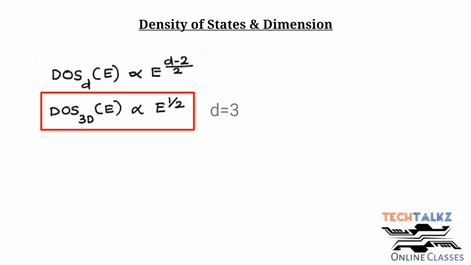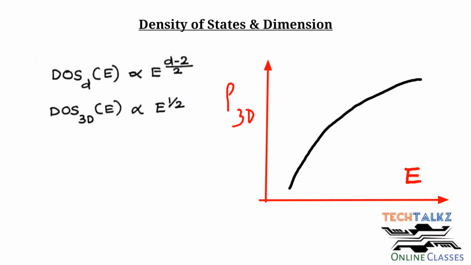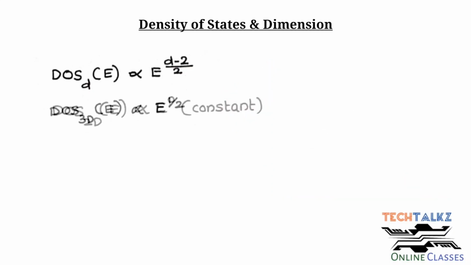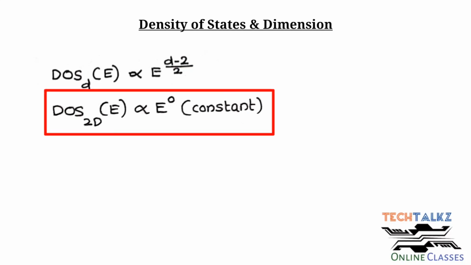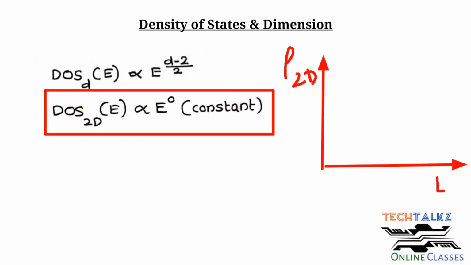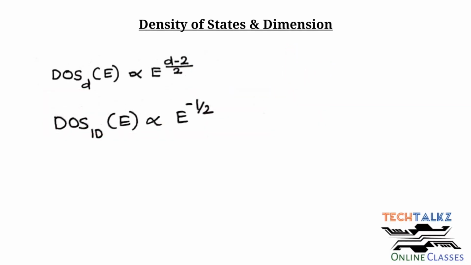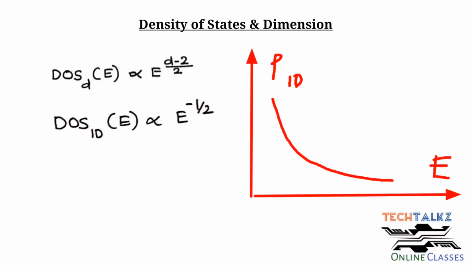So, if we plot the density of states function with respect to energy, you will get this plot. It is proportional to E to the power 0.5. Okay, it is increasing. For 2D structures, the dimension is equal to 2. DOS of 2D is proportional to E raised to 0. It is independent of energy. It is constant. Here the plot will be a step function. For 1 dimension, it is proportional to E to the power minus 1 by 2. The plot will be decreasing, E to the power minus 1 by 2.